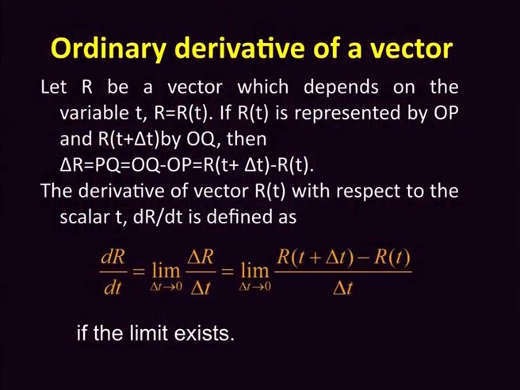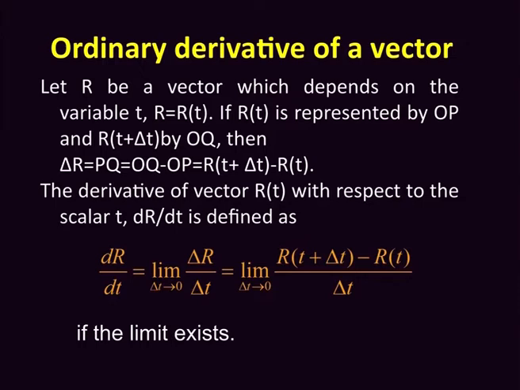The ordinary derivative of a vector is defined as follows. Let R be a vector which depends on the variable t. R is a function of t. If R(t) is represented by OP and R(t + Δt) by OQ as two vectors, then ΔR = PQ, which is equal to OQ minus OP using the vector rule, that is R(t + Δt) minus R(t).